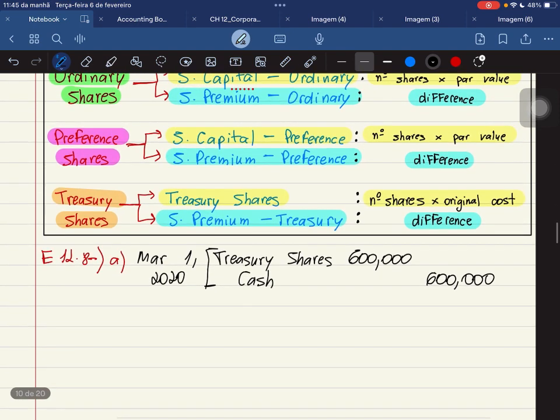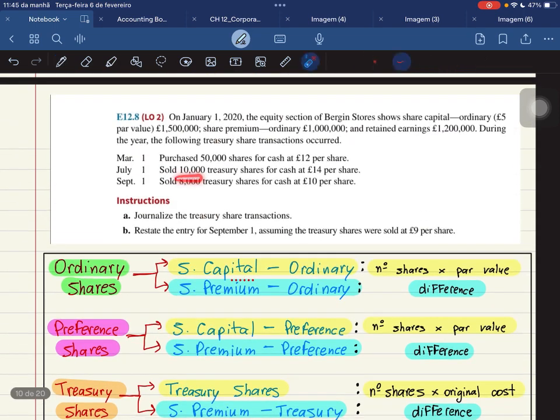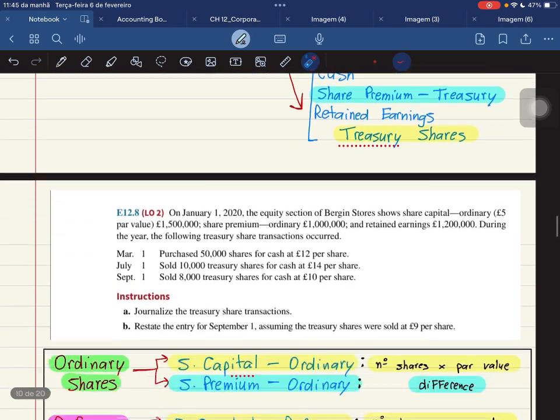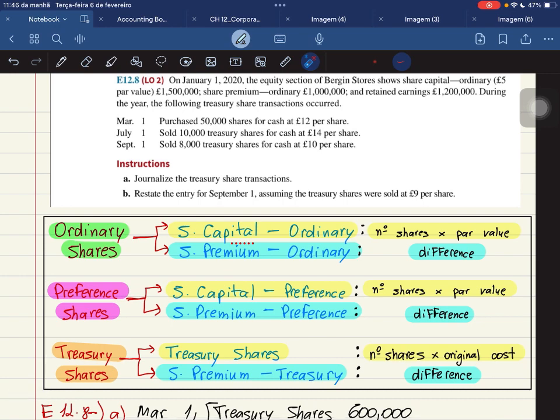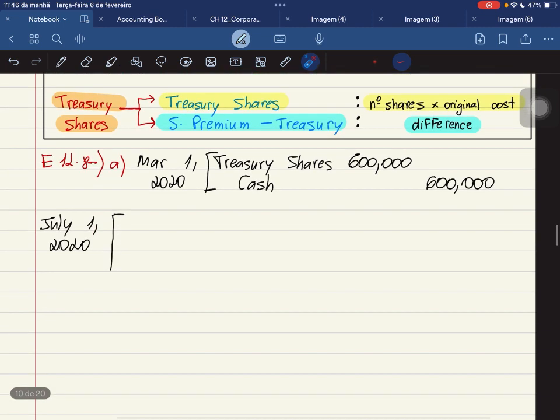The next entry happened on July 1st of 2020: sold 10,000 treasury shares for cash at 14 per share. I have a cheat sketch for you to take a look at, but let's use that for confirmation. Let's see if we can come up with the answers by ourselves. First, we sold treasury shares. Two things we know for sure: the first is that our cash has to go up because we sold, and the second is that our treasury shares have to go down because we will no longer have them, correct?